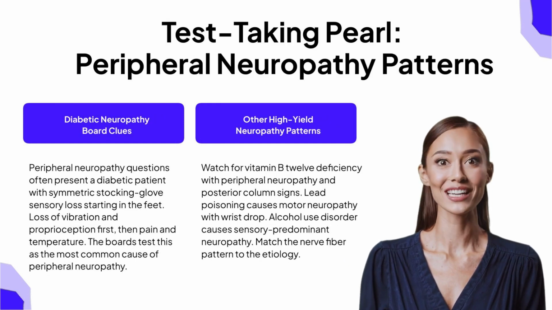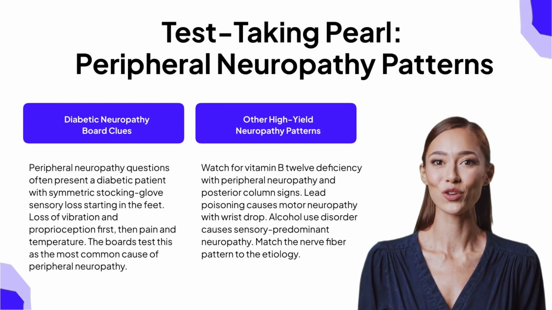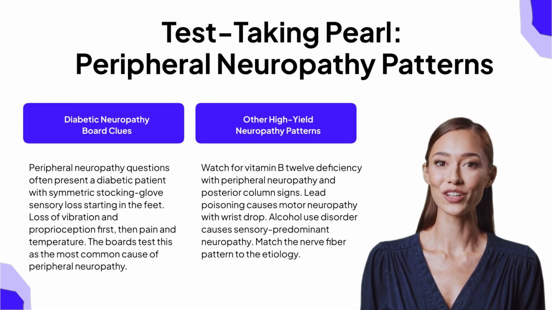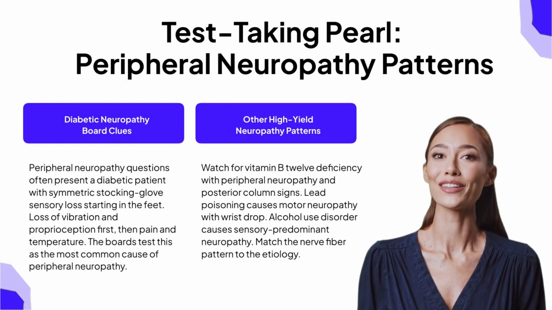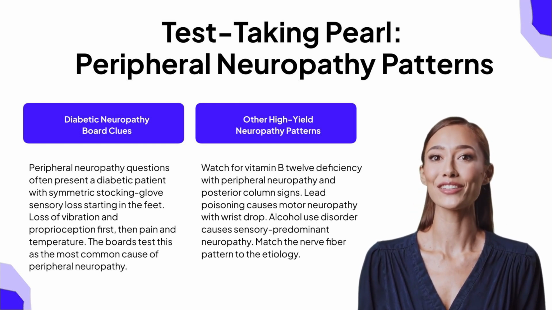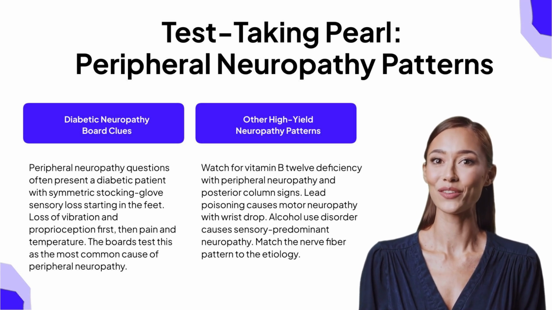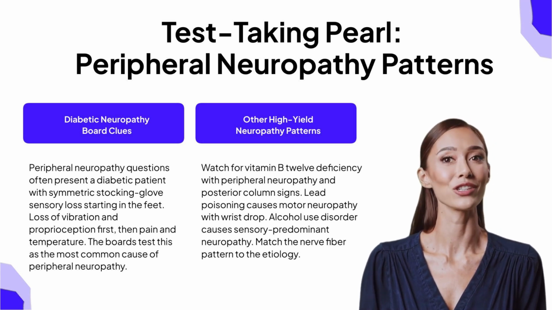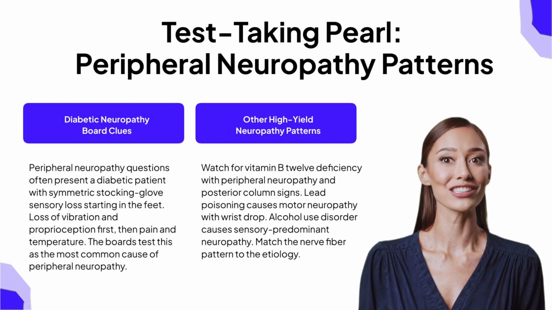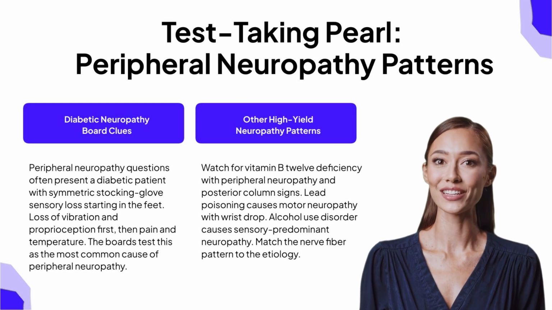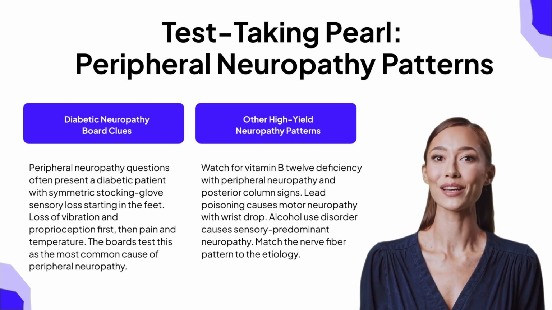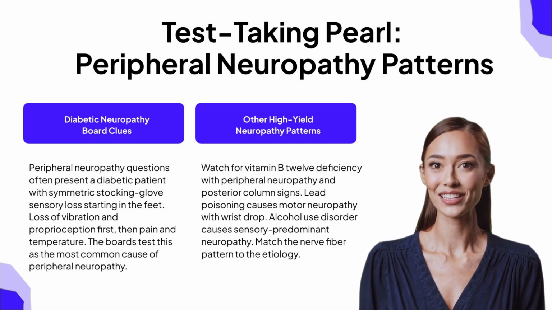Here is an important test-taking pearl about peripheral neuropathy patterns. The boards frequently test diabetic neuropathy as the most common cause of peripheral neuropathy. Look for a patient with diabetes and symmetric stocking glove sensory loss starting in the feet, with loss of vibration and proprioception first. Other high-yield neuropathy patterns include vitamin B12 deficiency, which presents with peripheral neuropathy and posterior column signs like impaired proprioception and vibration sense.